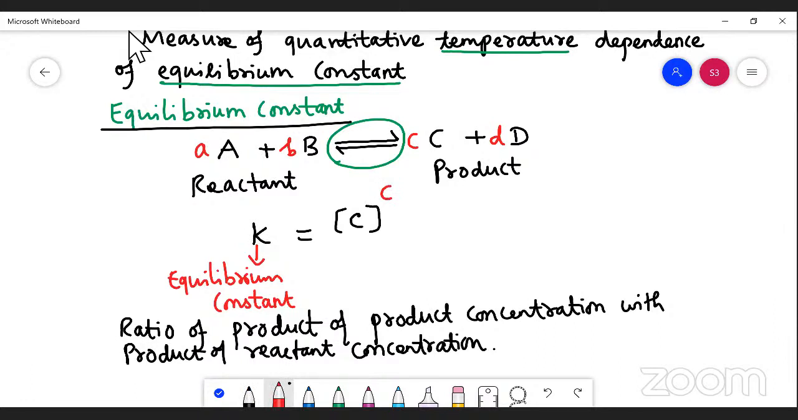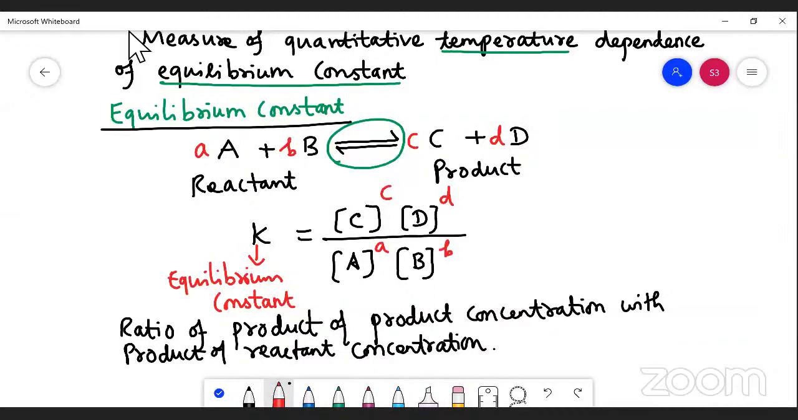Next, if I take another product, that is product D. It is a product of the concentration of the products only. So one concentration C, another concentration D, with the number of moles as powers, and it is a ratio that should be divided by the concentration of A, with the number of moles of A, and the concentration of B as another reactant, with the number of moles of B. This is called the equilibrium constant.